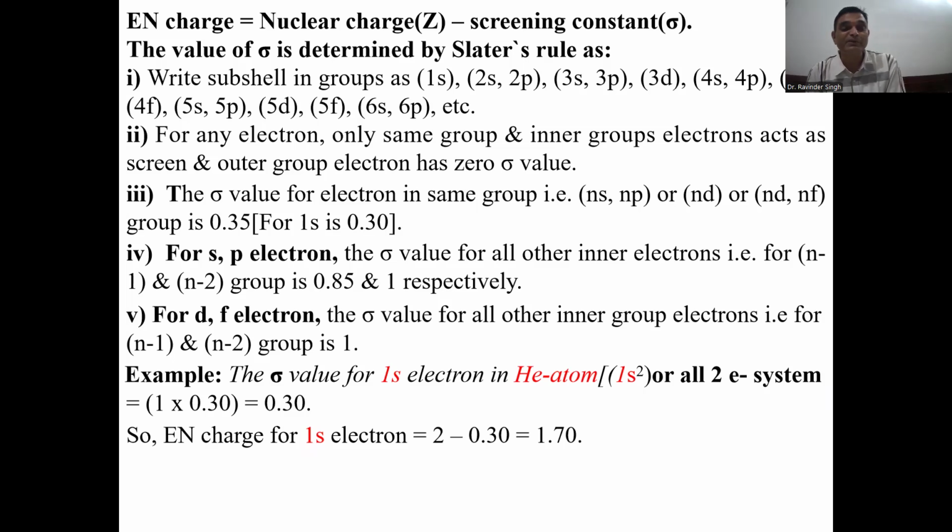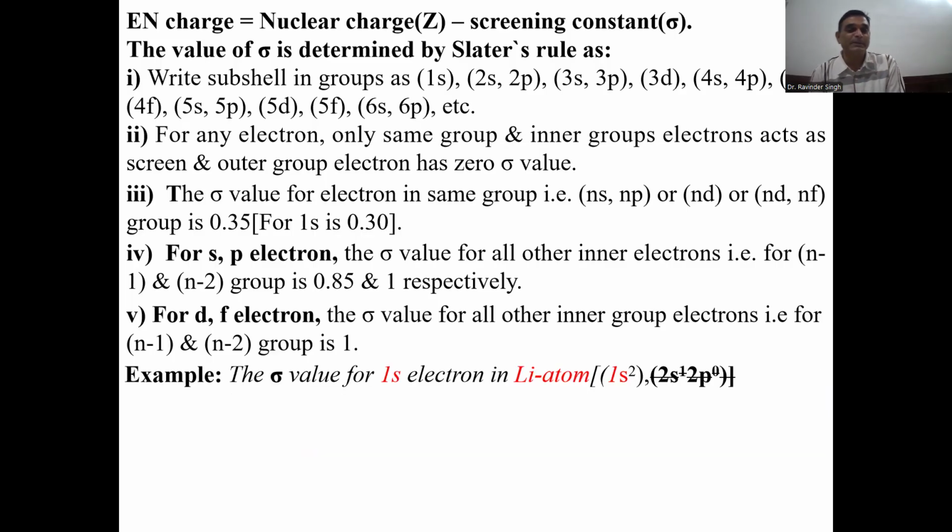So what is the effective nuclear charge experienced by the 1s electron? The nuclear charge means the atomic number of helium. The actual nuclear charge is 2 minus the screening constant. The screening constant is 0.30. So the effective nuclear charge experienced by the 1s electron in helium is 1.70. That is the answer. Okay, now we will take the next example.